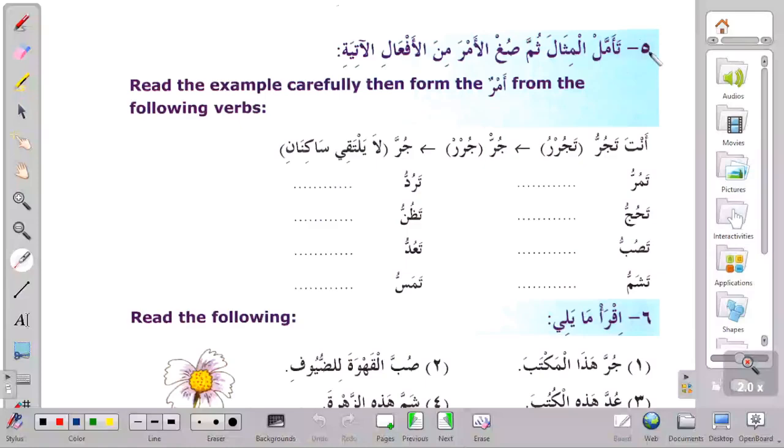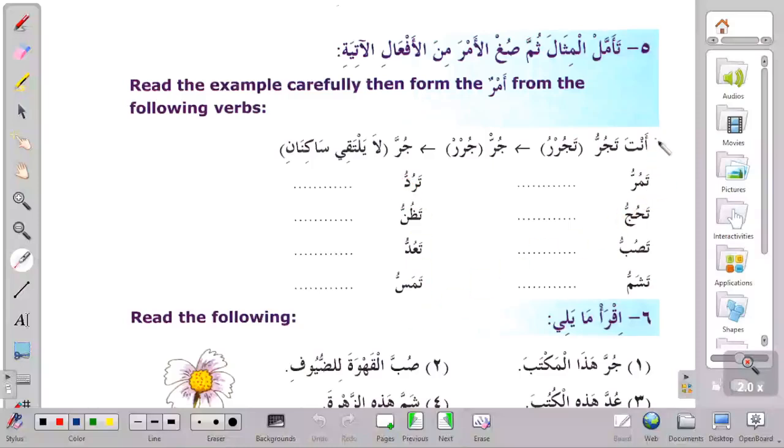So the exercise number 5, it starts by saying that تأمل المثال ثم صغ الأمر من الأفعال الآتية. They have given us an example, al-misal, here. Now you can see, they say that we should take note of it. Rather, we should notice how it is done. Then, صغ الأمر, we should conjugate, we should form the amr من الأفعال الآتية, from the following verbs that you are seeing here. These verbs here, we are tasked to form their amr, their command form.